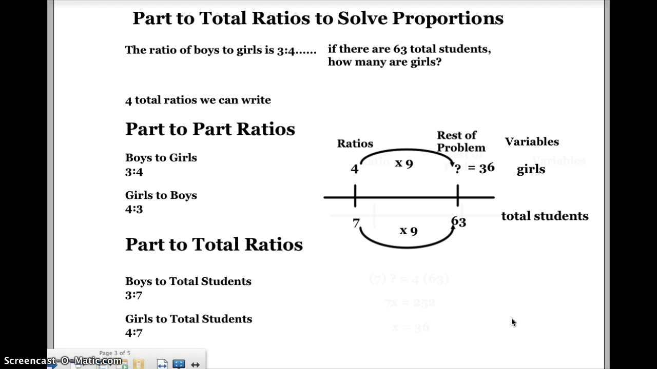I can also do this one by cross multiplying as well. I can take 7 times my question mark is equal to 4 times 63. So if I write that down, 7 times question mark is equal to 4 times 63. I multiply both sides. I get 7x is equal to 252. And then I can divide both sides by 7, and I get x is equal to the same answer, 36. And that's how you set up a proportion using part-to-total ratios.